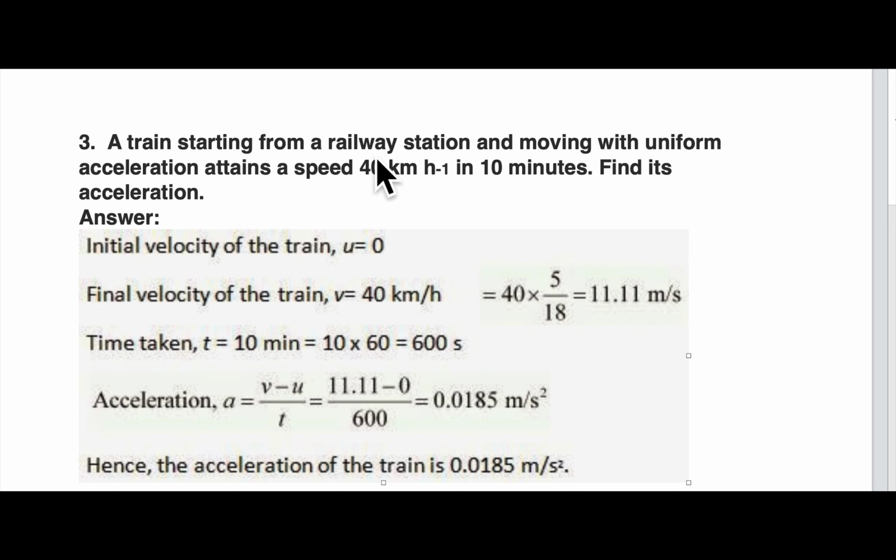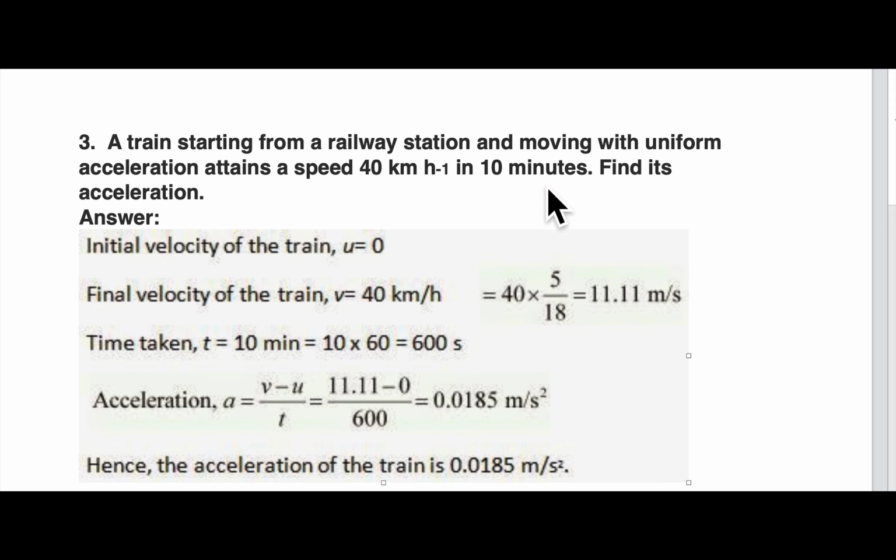Train starting from a railway station means when a train starts from rest, when an object starts from rest, then initial velocity is always taken as 0. So initial velocity of the train U is equal to 0. And the speed 40 km per hour is the final velocity V, that is 40 km per hour converted into meter per second. So it will be 11.11 meter per second.